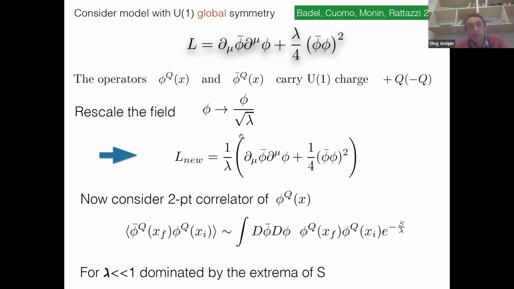As is typical in these approaches, plug it back into the action, and you will see that 1 over lambda factorizes exactly overall from the Lagrangian for these rescaled fields. And now consider the 2-point function of these composite operators phi^q. I write here the textbook path integral representation of the 2-point function. You have to path integrate over the fields, with insertion points x final, x initial. These are insertions. I missed a bar here, I think.